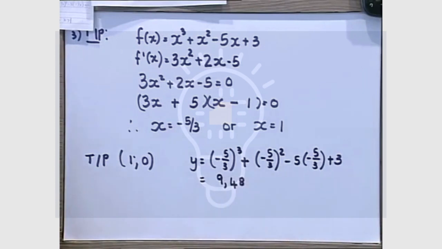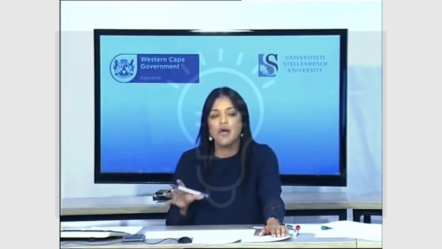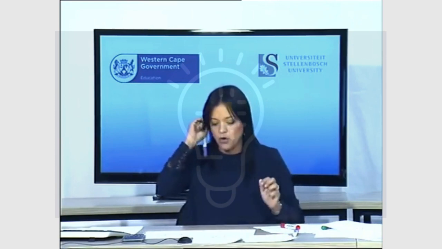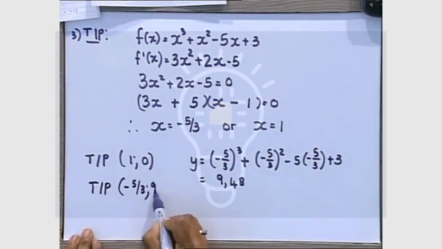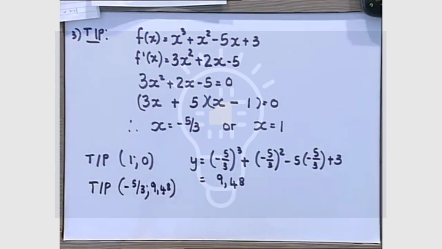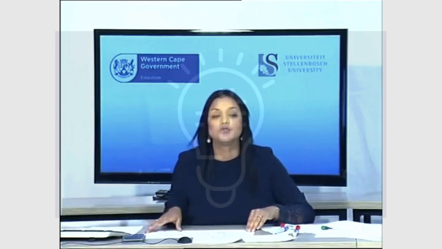9,48. Just like someone sent it through to me on WhatsApp. That is so amazing. Just check quickly. The person who sent through -1,67 and the 9,48, your 9,48 is beautiful because that is what it's supposed to be. I just don't know where you get the -1,67 from. Just check quickly. Why are you getting that? So your turning points will be 1 and 0, and your other turning point is -5/3 and 9,48. Now with this information, grade 12, we are ready to sketch our graph.